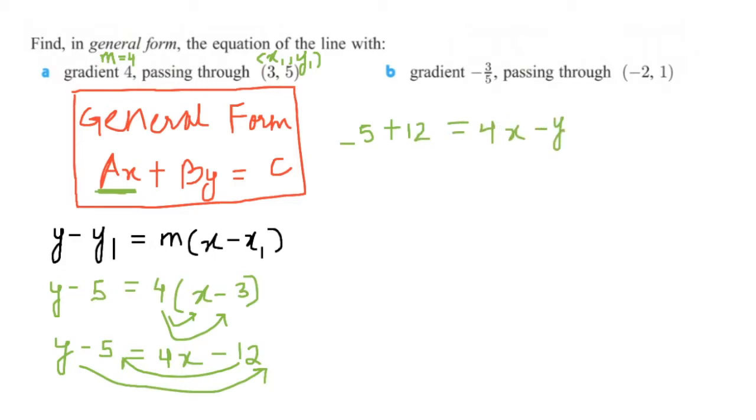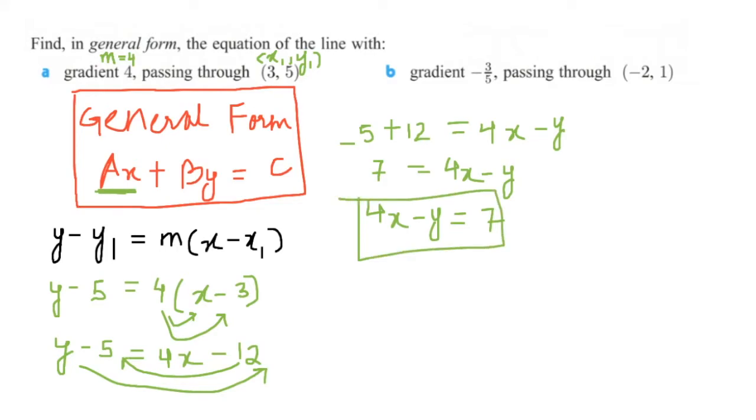I will rearrange it. 7 is equal to 4x minus y. I'll write it the other way around, so this will be 4x minus y is equal to 7. And you got the general form of the equation. You can compare it: I have got ax plus by is equal to constant c. So my a is 4, b is minus 1 and c is 7.